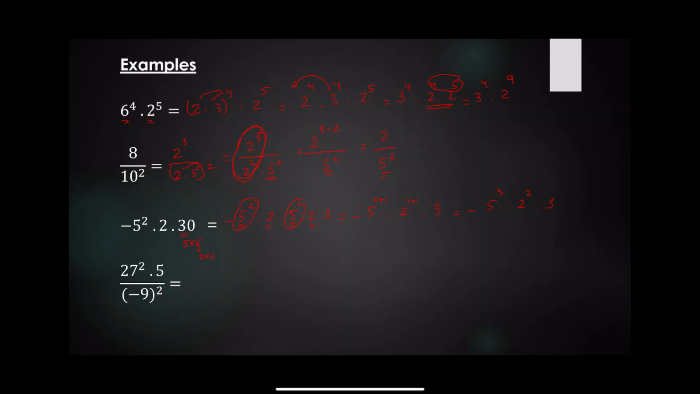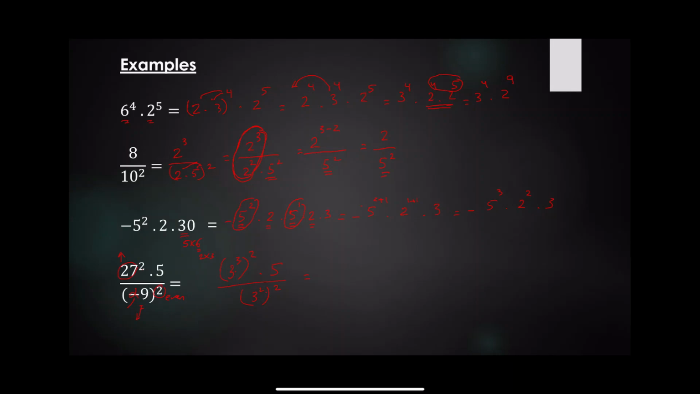What about here? We know that we have 27 and we have 9. We know that 27 can be written in terms of 3, and 9 can be written in terms of 3 as well. 27 is 3 to the power 3, raised to the power 2. So I just replaced 27 with 3 to the power 3, times 5, over negative, because 2 is even, so forget the negative here. If it is odd, we should take it out. So we know that 9 is 3 to the power 2, and this should be raised to the power 2.